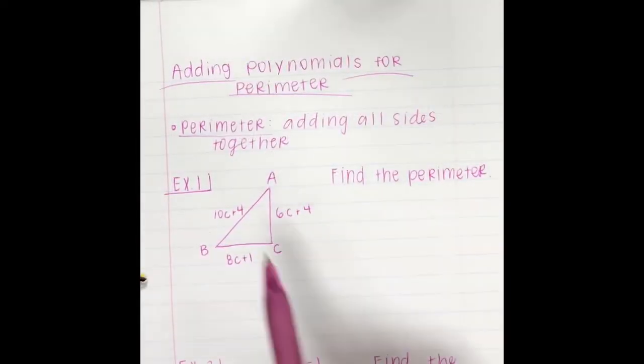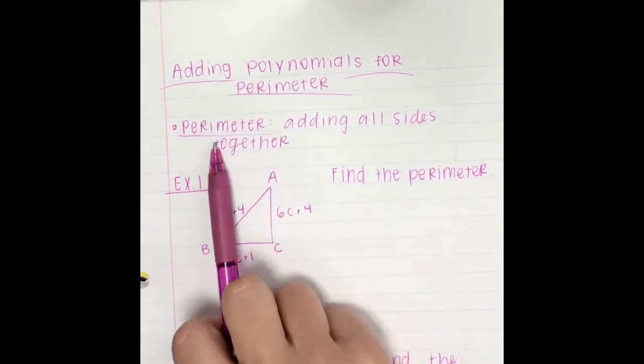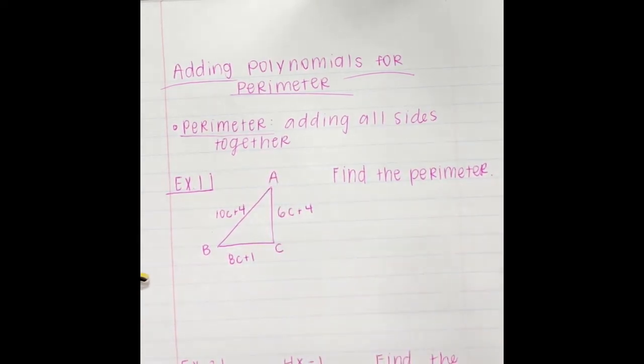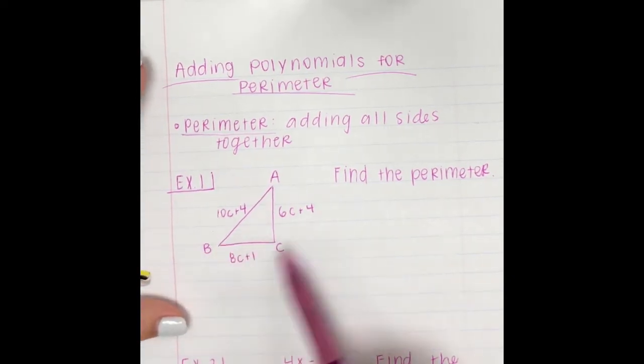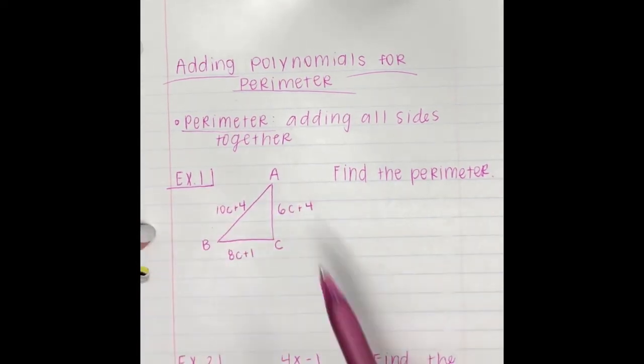Okay, now we want to look at adding polynomials for the perimeter, okay? So if you remember what perimeter is, it's just adding all of the sides together. So our first example, we're just looking at this triangle. If we want to find the perimeter, we're going to add all of the sides together. Each side is an expression, so you're just adding the like terms, or the terms with the same exponents or same degrees together, okay? Two ways you could do this.